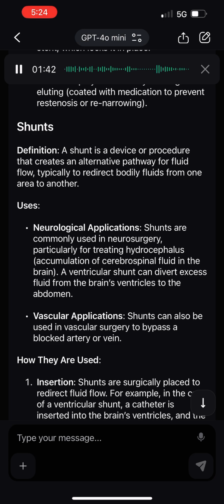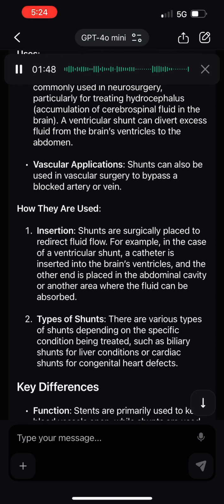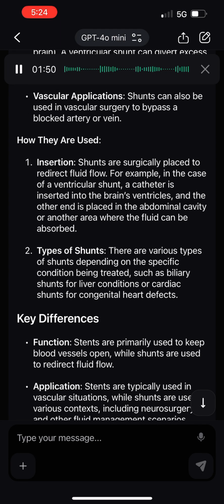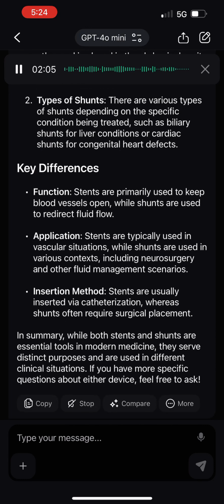Vascular applications. Shunts can also be used in vascular surgery to bypass a blocked artery or vein. How they are used. 1. Insertion. Shunts are surgically placed to redirect fluid flow. For example, in the case of a ventricular shunt, a catheter is inserted into the brain's ventricles, and the other end is placed in the abdominal cavity or another area where the fluid can be absorbed.